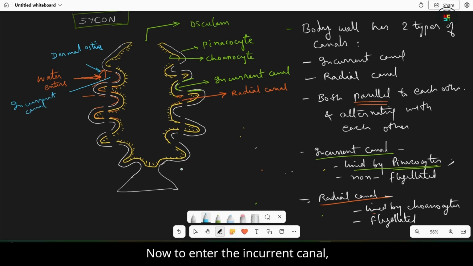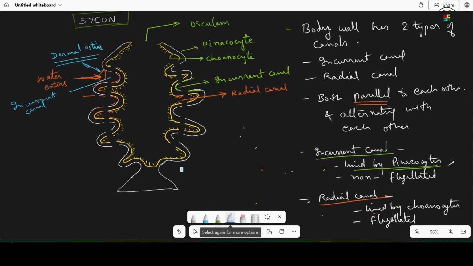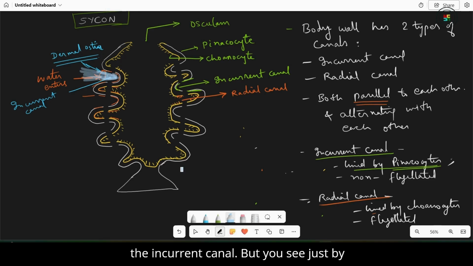Now to enter the incurrent canal, the water moves through this gap. This is called the dermal ostia. Okay, so the water is entering here. This is the water that is entering through the dermal ostia into the incurrent canal. But you see, just by entering the incurrent canal, the water cannot enter inside the osculum or the body cavity.